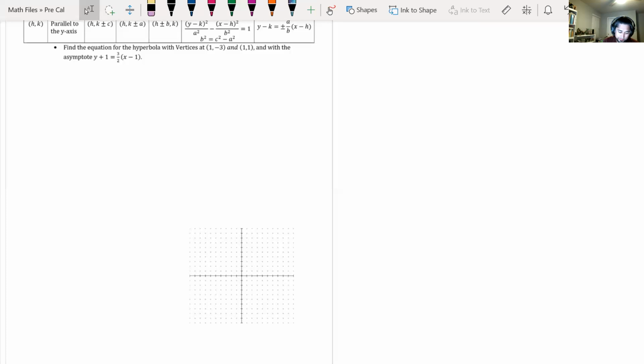C is going to be the distance from the vertex to center, right? C is the distance from center to foci. Okay.